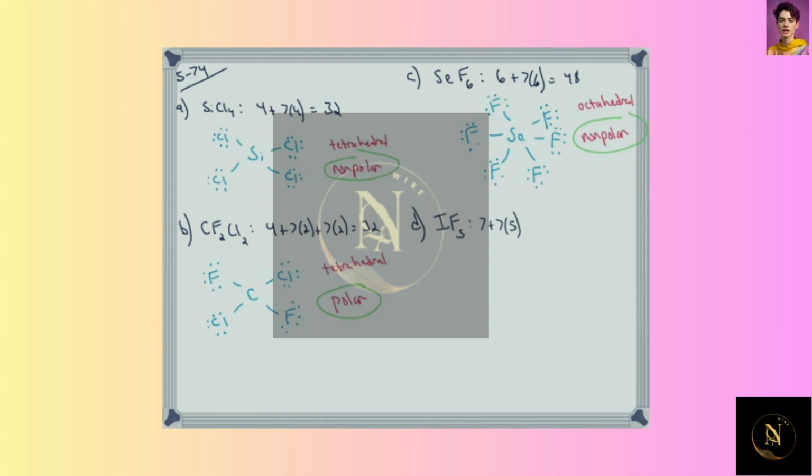And the last one is IF5. When we draw the Lewis structure, there are 42 valence electrons. We'll use up 40 of them, bonding the 5 fluorines to iodine and giving each iodine an octet. We have 2 additional valence electrons that serve as a lone pair on iodine. This is an octahedral electron group geometry, but because one of them is a lone pair, it ends up being a square pyramidal structure, which is polar due to the presence of the lone pair.